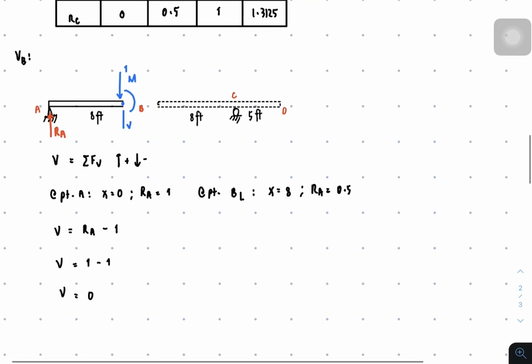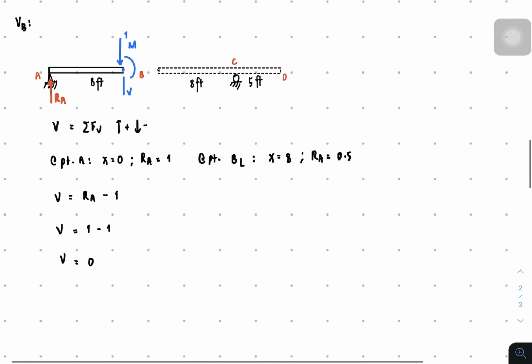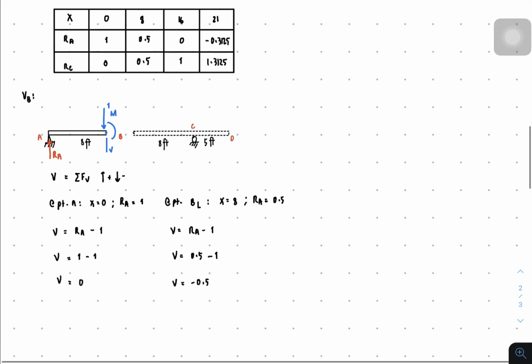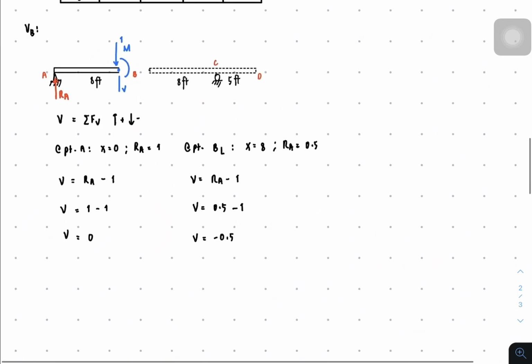So we'll have summation of forces, shear is equal to, again, RA minus 1, but RA is now 0.5, and that's minus 1, so the shear at B is negative 0.5. So that's what we're going to do. We are done with B left.